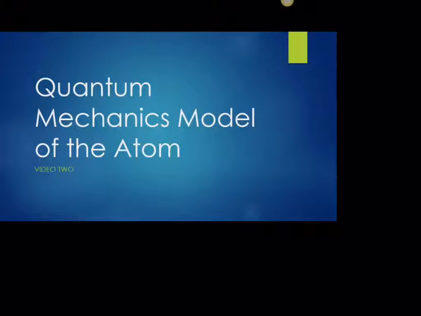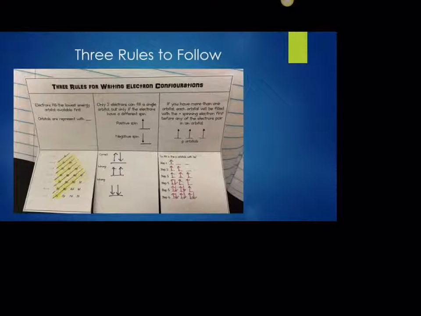Welcome. Today's objectives are, after watching the next 3 videos, you will be able to draw orbital notations of the elements, write electron configuration and noble gas configurations, and predict the electron configuration based on location on the periodic table. In order to do this, there are 3 rules that we must follow.